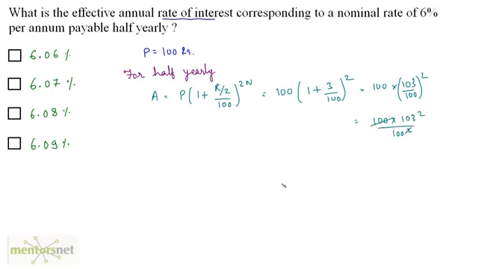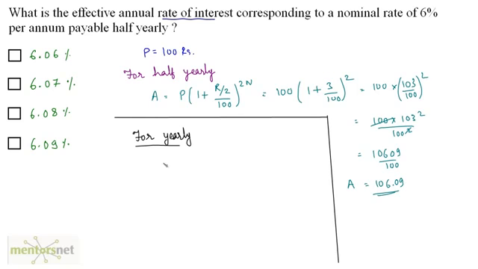So this square and this 100 get cancelled out. What we have is 103 square, which is 10,609 upon 100, and that's 106.09, and that's the amount if the interest is paid half-yearly at this rate. Now we want to calculate the rate of interest for this amount if the interest is paid yearly, right?